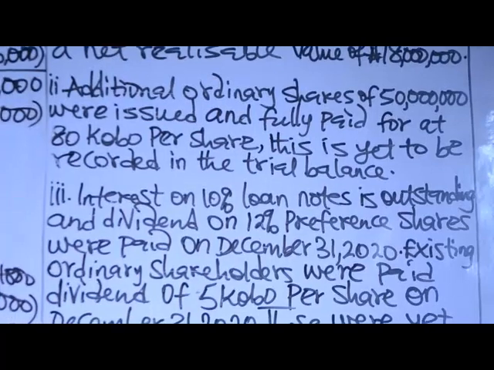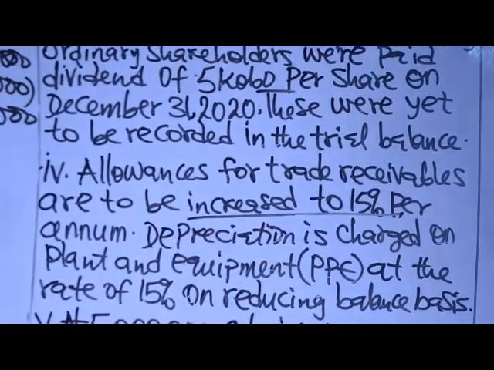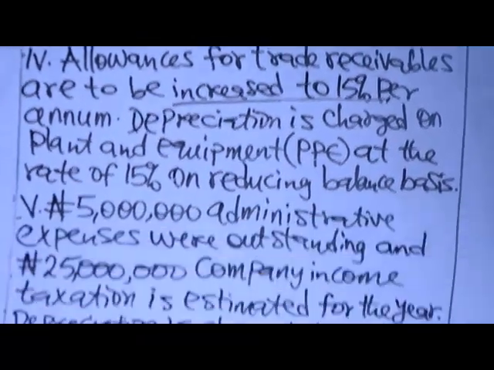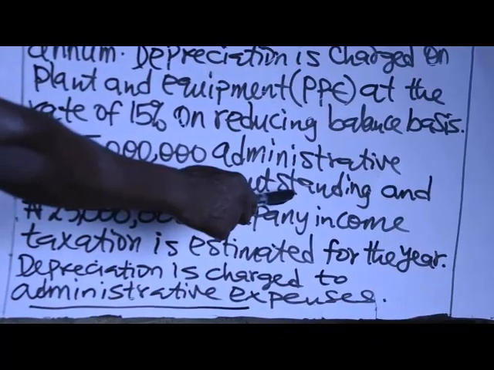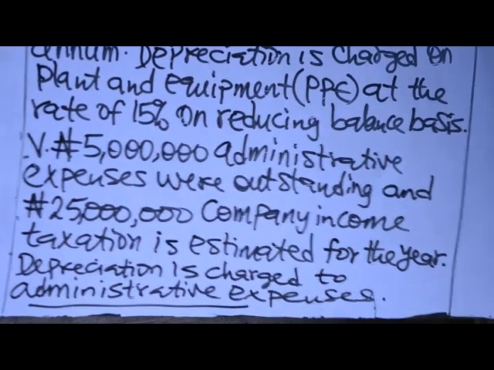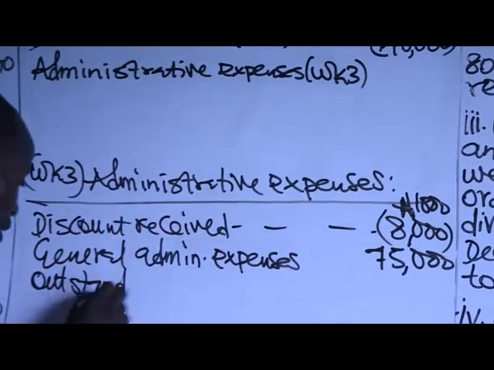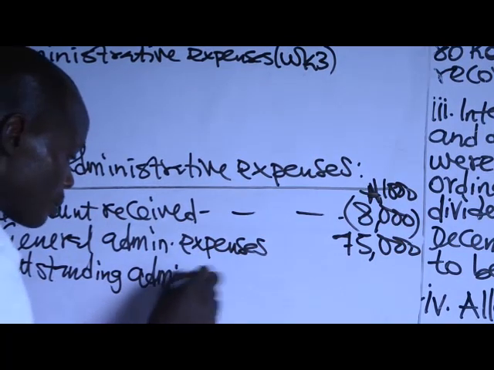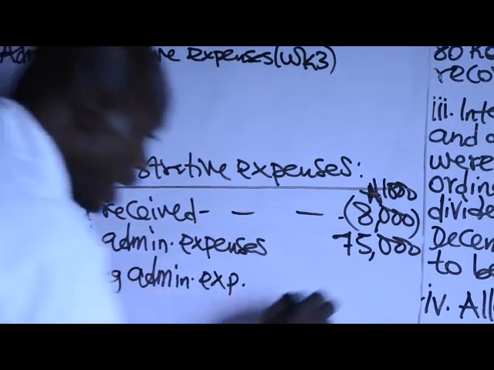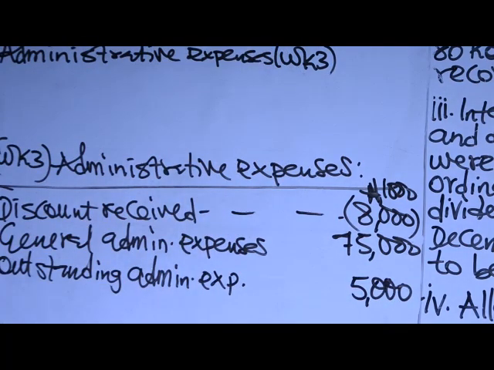Then note 4. Allowances for trade receivables, and that has been considered. Note 5. 5 million administrative expenses were outstanding. Now we have outstanding admin expenses. That is accrual. So we add it. Outstanding means accrual. The one due, not yet paid.